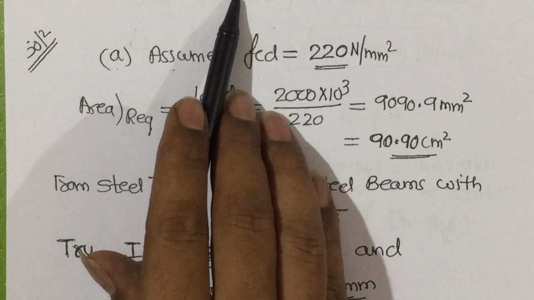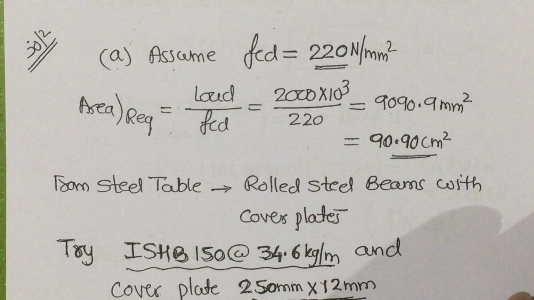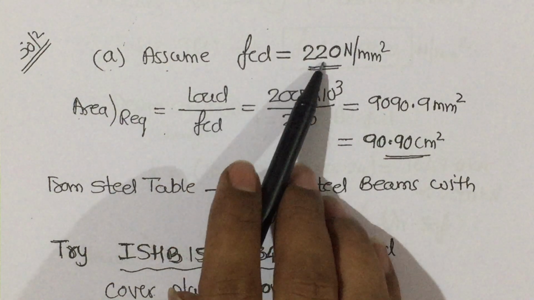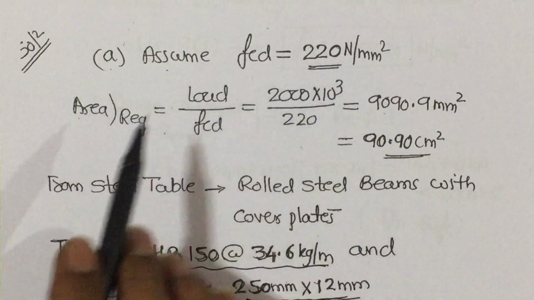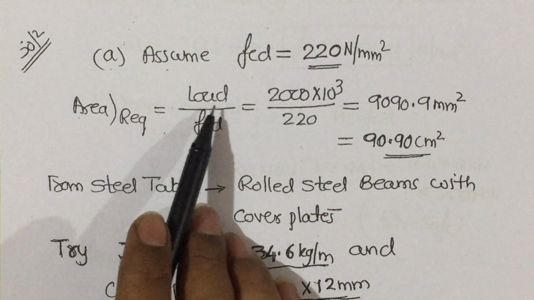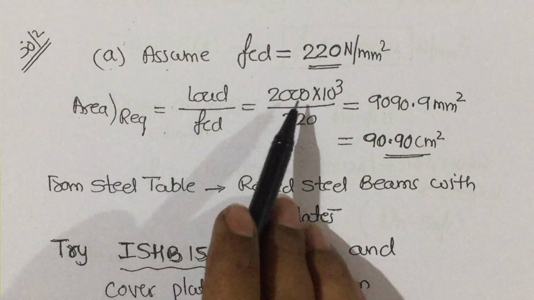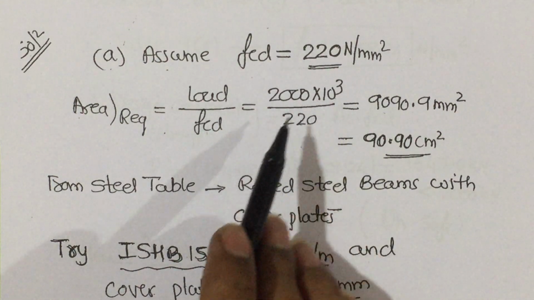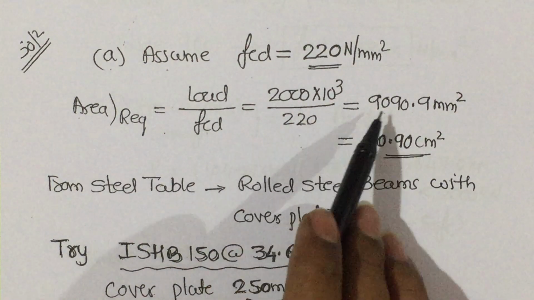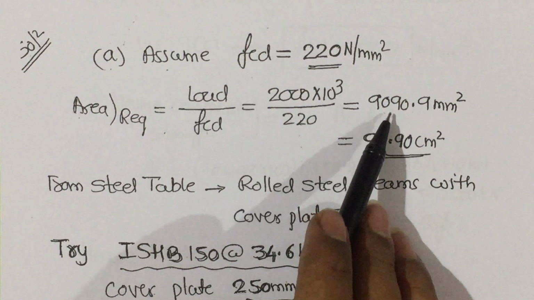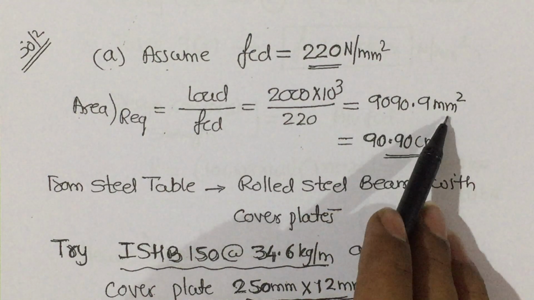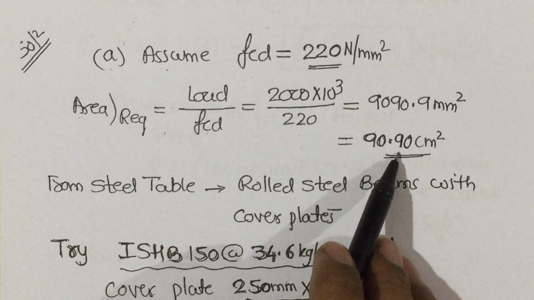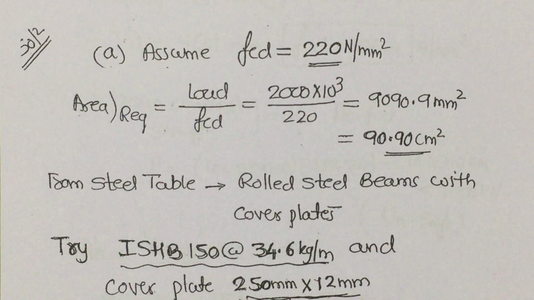First, we are going to read the problem and gather the data. Then assume FCD is equal to 220 Newton per mm square. Area required is given by factored load divided by FCD. Factored load is given as 2000 kilonewton, that is 2000 into 10 power 3 divided by FCD, 220. You are going to get area required as 9090.9 millimeter square, or divided by 100, you are going to get it as 90.9 centimeter square.